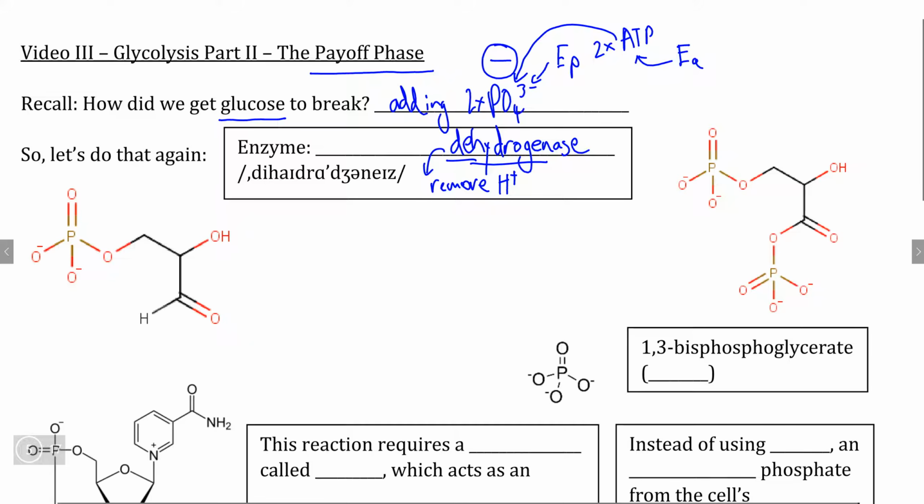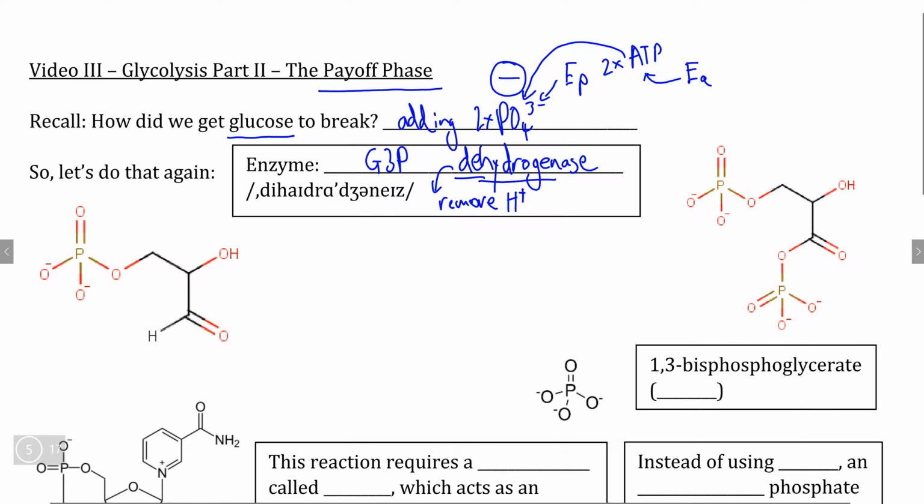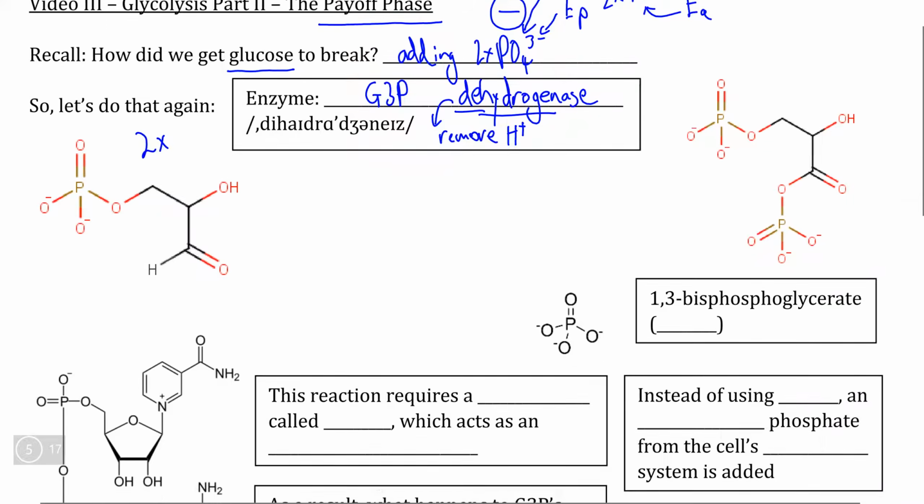So the target of our dehydrogenase reaction here is the molecule that we had two of after the splitting of glucose, which of course is glyceraldehyde 3-phosphate, or G3P for short. Now remember that because glucose broke in half, we now have two of these, so every one of these reactions is occurring twice. So for every product that we get, we actually have two of that product because, again, we have two G3P molecules as our reactants.